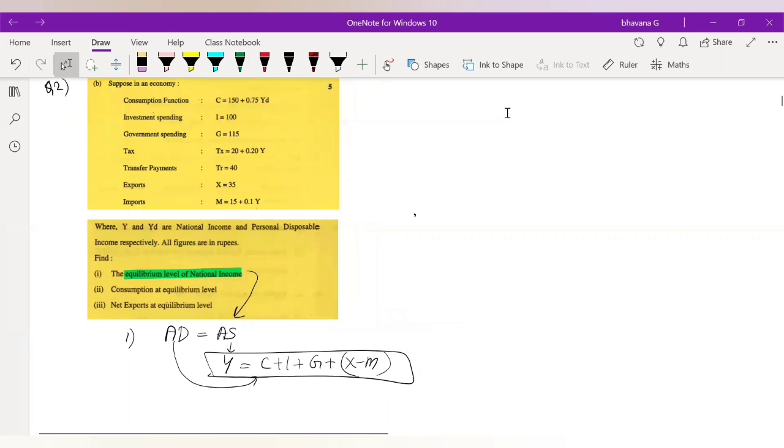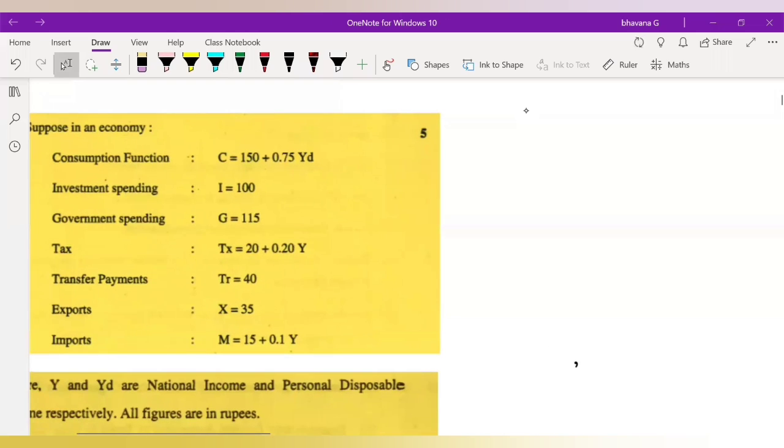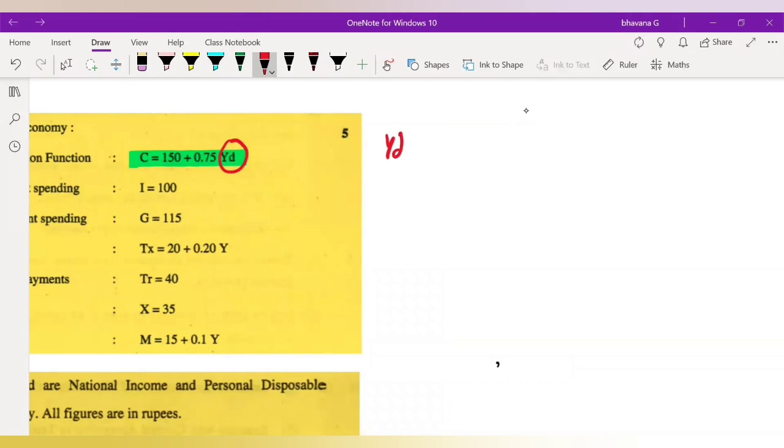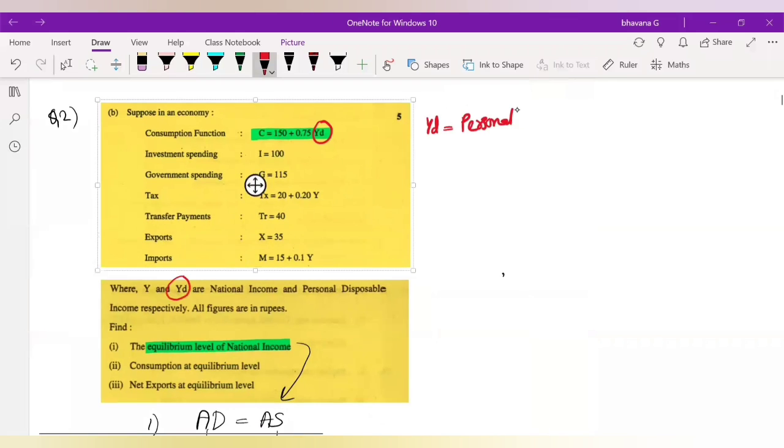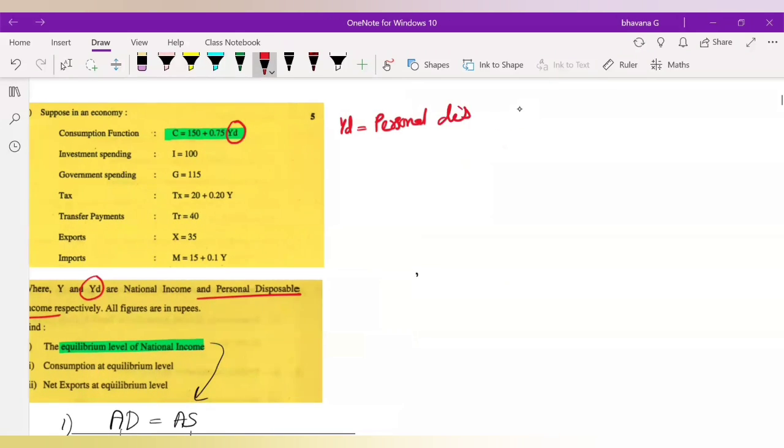So first we have to start by finding out the C here. See, in the question they have told you that C equals 150 plus 0.75 YD. Here they have not given you Y, rather they have given you YD. YD is nothing but your personal disposable income. See here they have told you YD is personal disposable income. So YD is nothing but your personal disposable income.